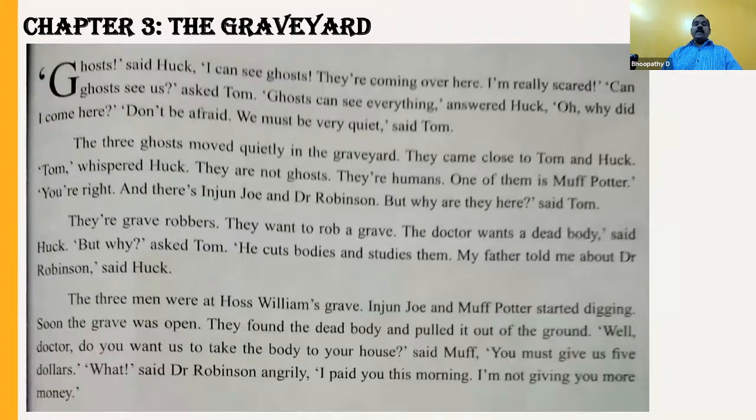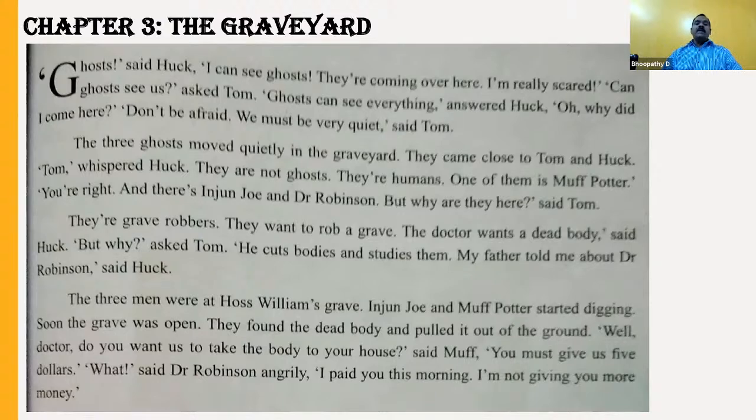"I am really scared. Can ghosts see us?" asked Tom. "Ghosts can see everything, but people like us cannot see everything. But Tom, don't be afraid. We must be very quiet," said Tom. The three ghosts moved quietly in the graveyard. They came close to Tom and Huck.